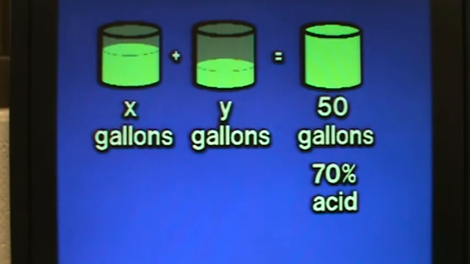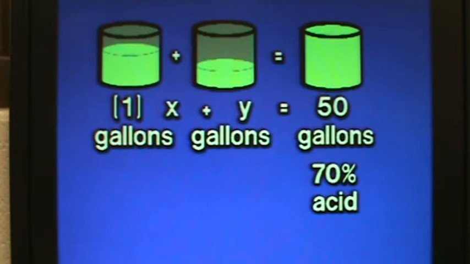You see, we know that there are 50 total gallons, so it must mean that the number of gallons x that we have plus the number of gallons y that we have is equal to 50 total gallons. That becomes the basis of equation 1. You see, often equation 1, or one of the equations in our system, is a relatively trivial one. It's relatively obvious. Gallons plus gallons here is equal to total gallons.